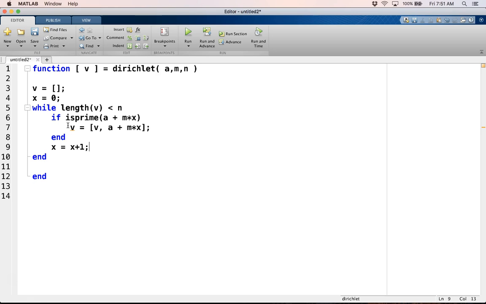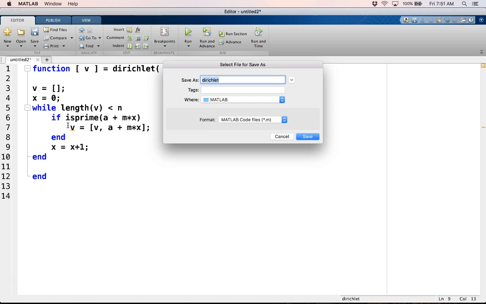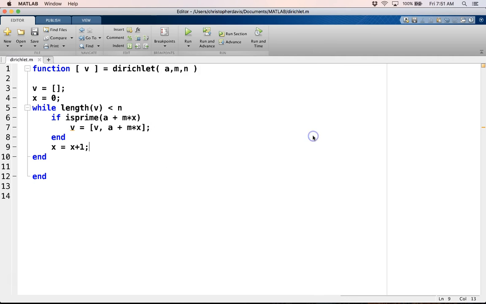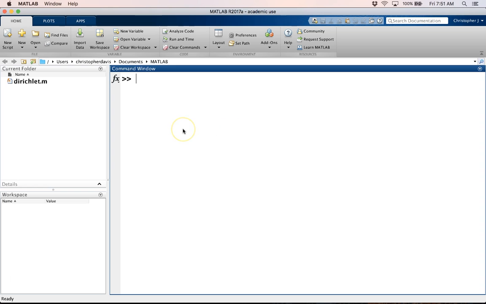So let's test it out and see if it works. I'm going to save it as Dirichlet again. And now let's try Dirichlet. And then it's nice that it auto-completes, even though this is a function I wrote, to help me remember what the inputs are supposed to look like. So this is why it's always good to name your input vectors something that's meaningful to you, so that when you look at them, you have some intuitive sense of what they represent.